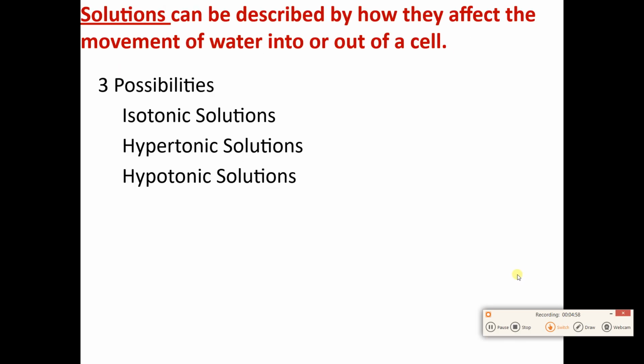Let's talk about some different solutions and describe how solutions can affect the movement of water into and out of a cell. There are actually three types of solutions, based on whether they make water go into a cell, out of a cell, or neither. Those three possible solutions are isotonic, hypertonic, and hypotonic.